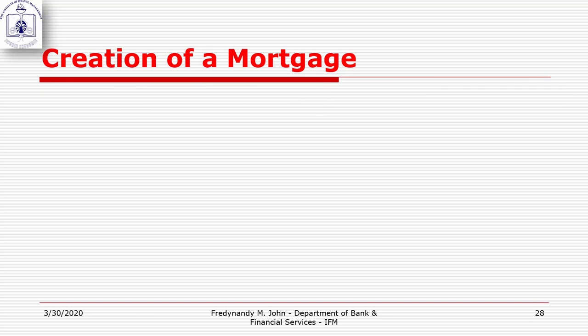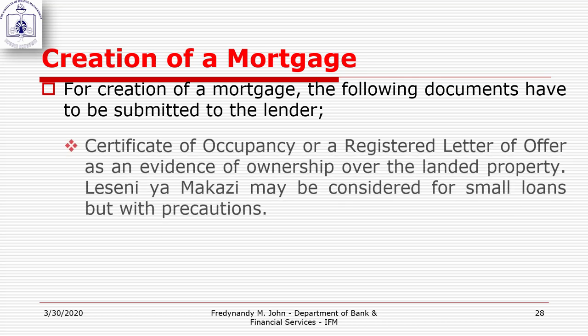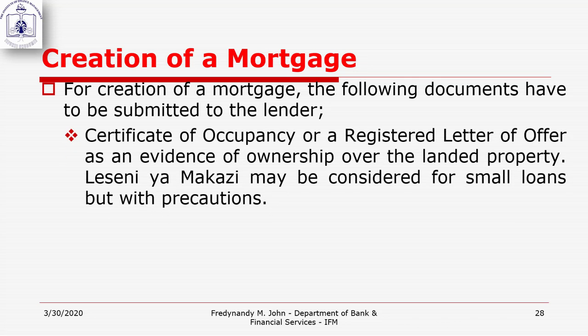Now, ladies and gentlemen, let's focus our discussion on the creation of a mortgage. Once a borrower has approached your bank asking for a mortgage, there is a set of documents that the borrower is supposed to submit to the bank. The first document is known as the certificate of occupancy. This is the document that evidences that indeed the person whose name appears on the certificate is the rightful owner of the mortgaged property. That can be a plot or a building.